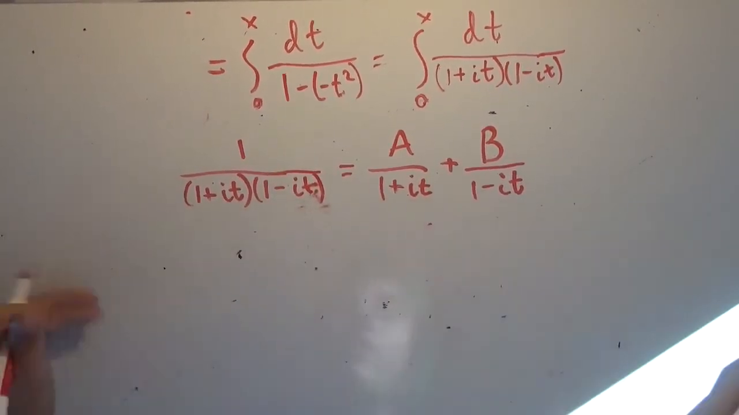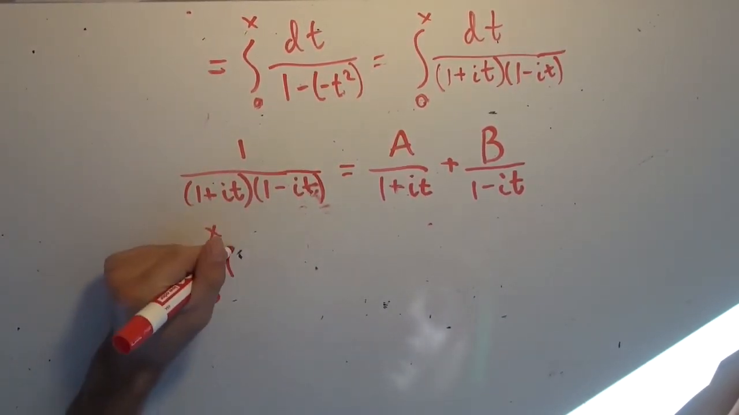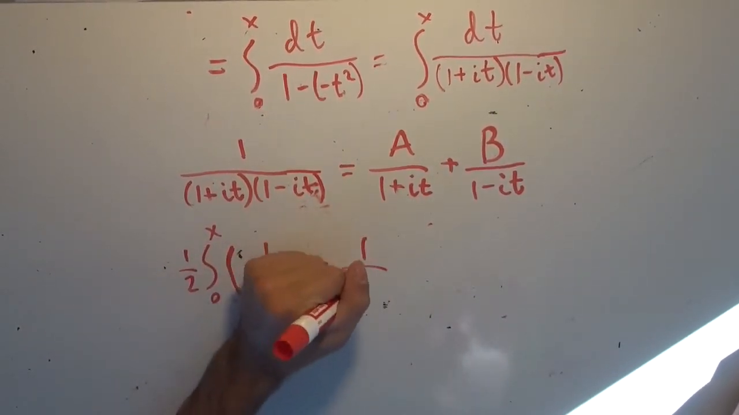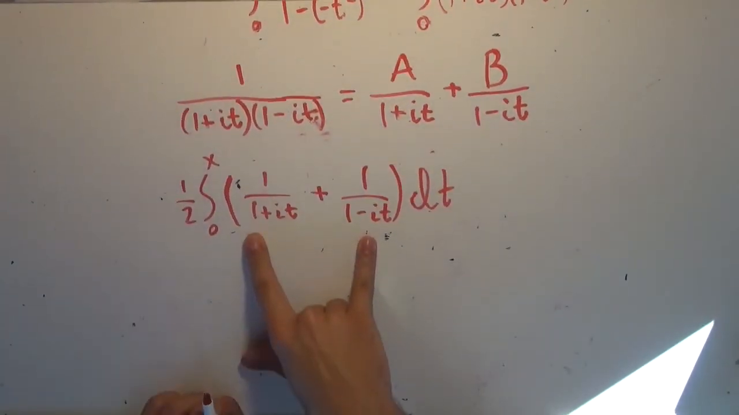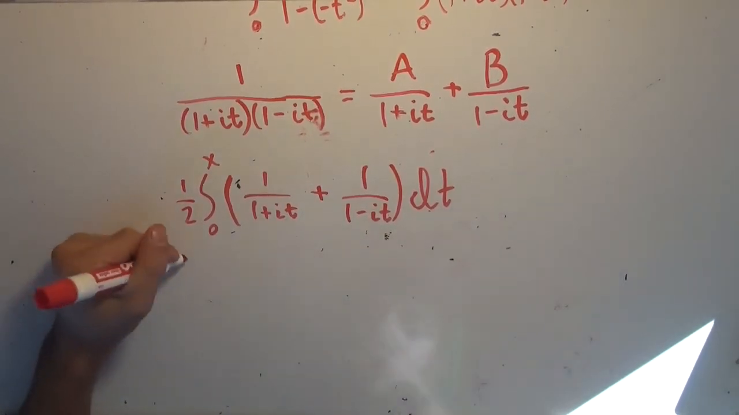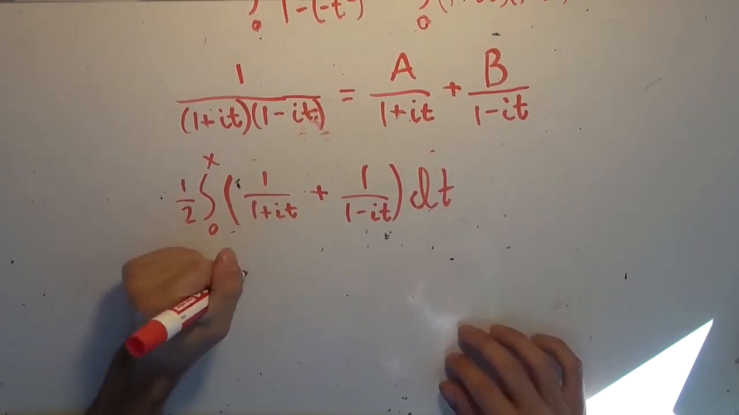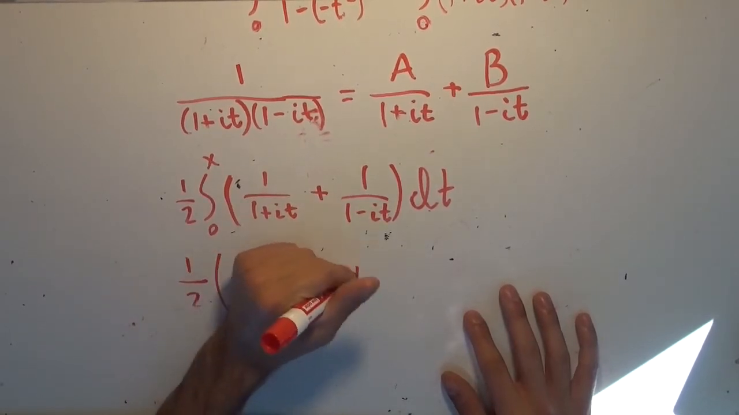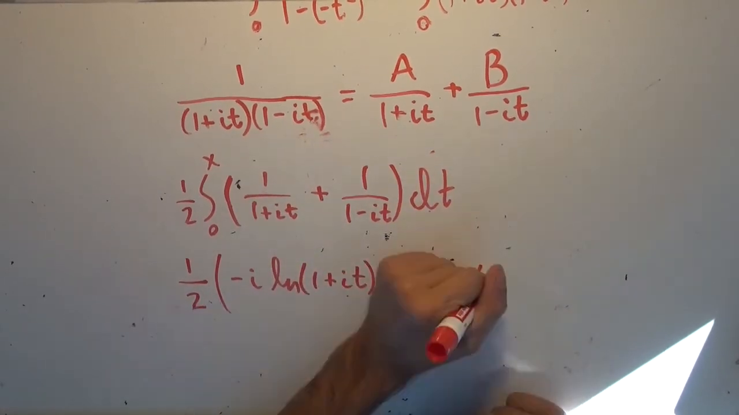which means that our integral is now going to be equal to the integral from 0 to x of 1/2 times (1 over 1 plus it plus 1 over 1 minus it) dt. And now the natural logarithm is going to be the answer for both of these things, but we just have to also then divide by the derivative of these things. So we end up with 1/2 times 1 over i, which is negative i, times the natural logarithm of 1 plus it, plus 1 over negative i, which is i, times the natural logarithm of 1 minus it.